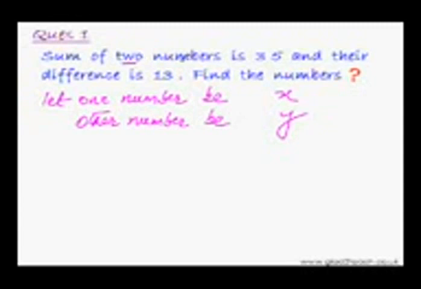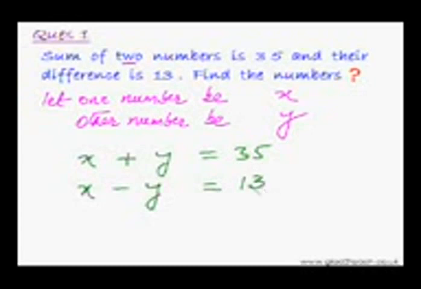Sum of two numbers is 35. That means x plus y is equal to 35. And their difference is 13. So x minus y is equal to 13. And with that, we have successfully created two simultaneous equations. So now I'm sure that you can easily solve these equations and give me the answer.